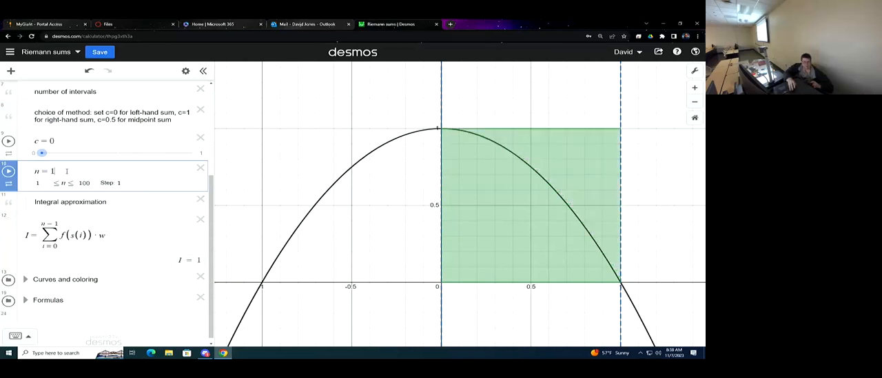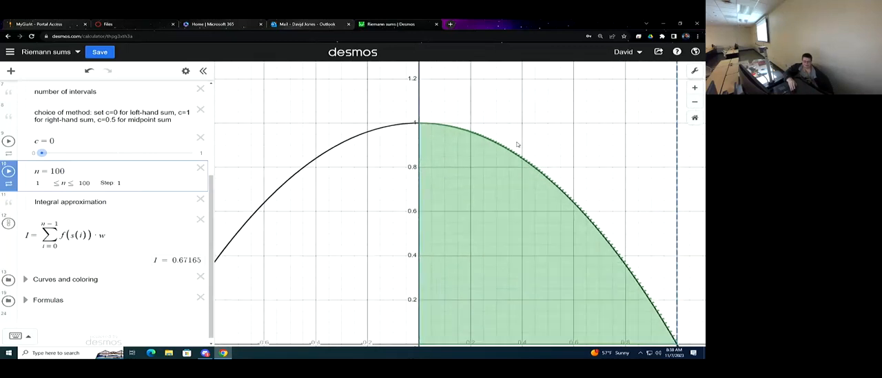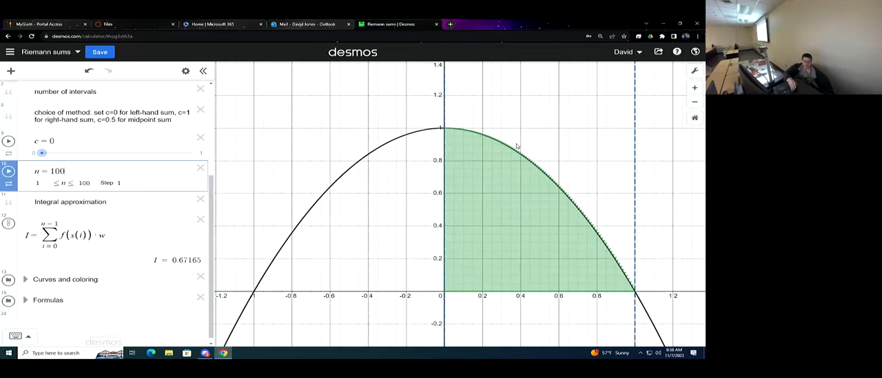As we go to 100, you can barely distinguish that it's off. If I do n equals 100 as the right endpoint, I get 0.66. The left endpoint I get 0.67. Is that the same decimal? Yep, 0.66 and 0.67. If I do the midpoint, I get 0.666665.